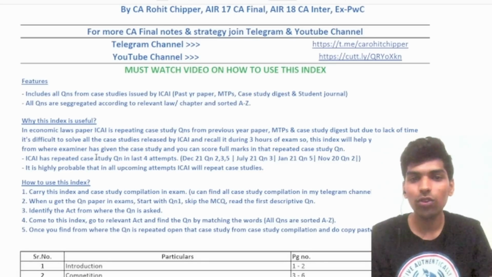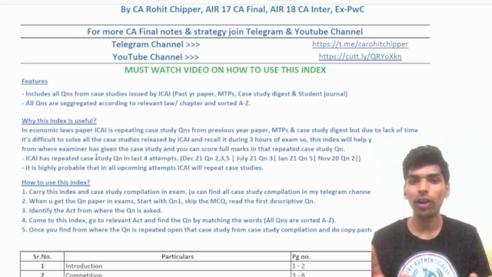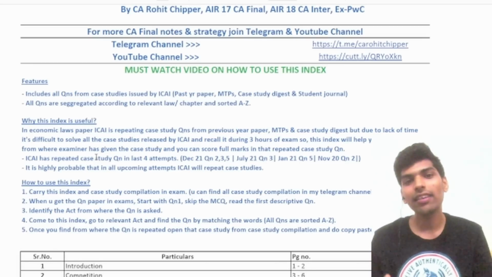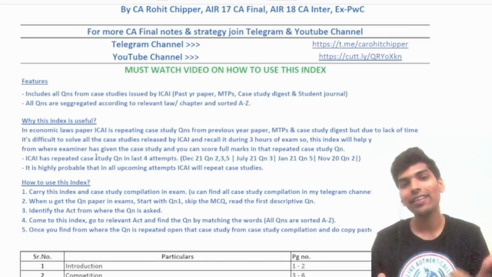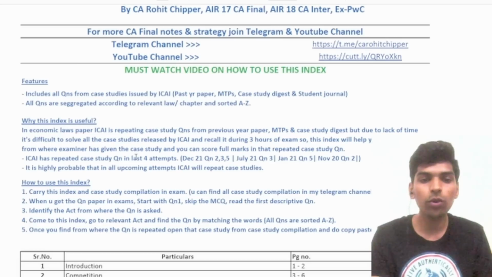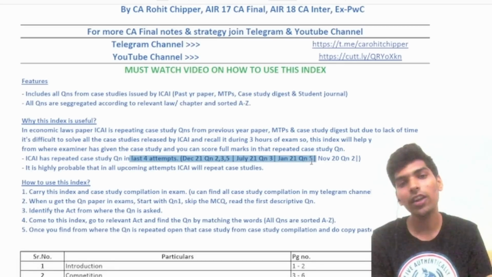Why is this index useful? If you see the recent trend of the ICAI exams for the economic law paper, you find that ICAI is repeating case studies in economic law. For example, in the recent May 22 exams, question number 4 and question number 5 were repeated from past year papers and other exams. In the last four attempts, in December 21 question number 2, 3 and 5 were repeated. In July 21 question number 3 was repeated. In Jan 21 question 5 and in November 20 question number 2.